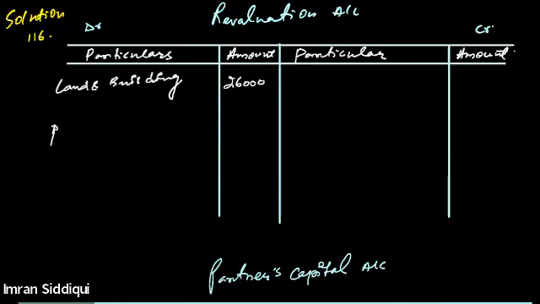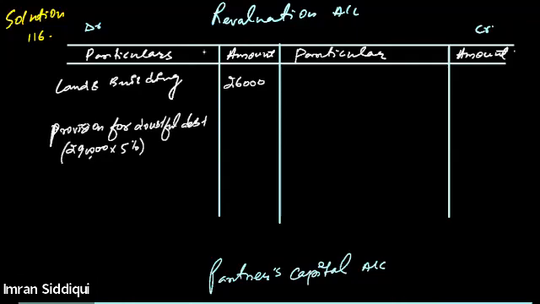We'll write down provision for doubtful debt. That will be 2,90,000 into 5%, which will be 14,500. Is that clear? Yes.